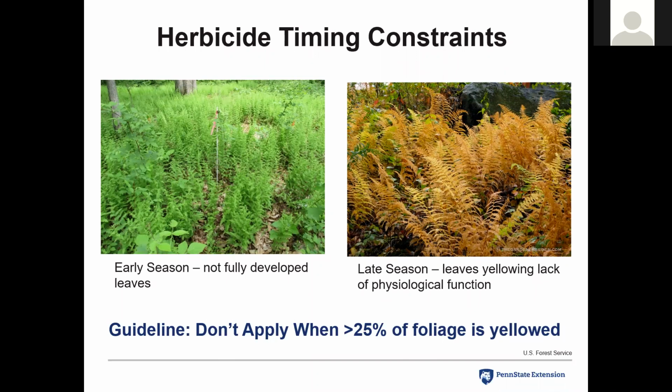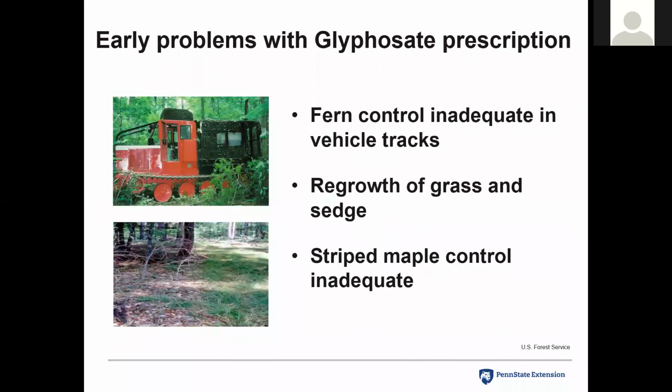And again, remember that mode of action: the plant has to be actively growing in order to move that glyphosate to where the mode of action can occur. So if they're yellowing, it's typically that you won't get good control. So the guideline is don't apply when greater than 25% of the foliage is yellowed. They did find some early problems with glyphosate prescriptions though.